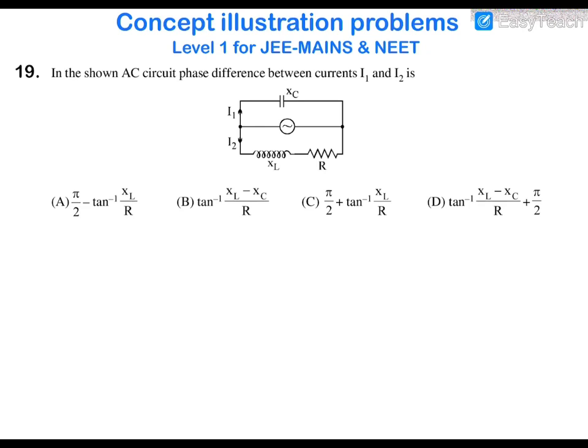In this question, you can see that this is a circuit in which this inductor and resistance are connected in series, and this capacitance is connected in parallel to both of them, and they are connected in parallel with this AC source, and we have to find out the phase difference between I1 and I2. See, in these kinds of questions in which any two elements are in series and the third element is in parallel with their combination, we have to draw two phasor diagrams.